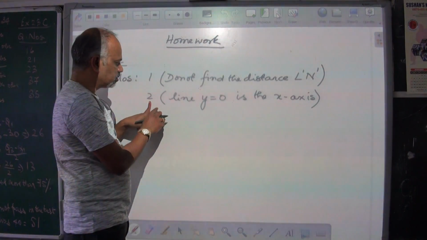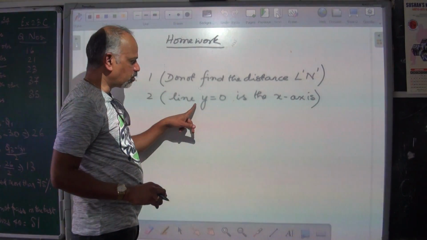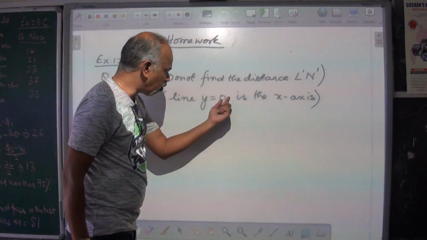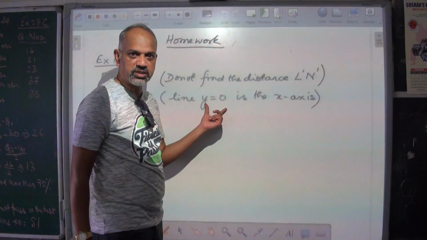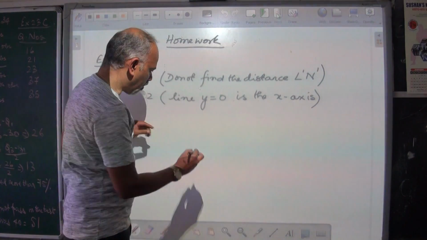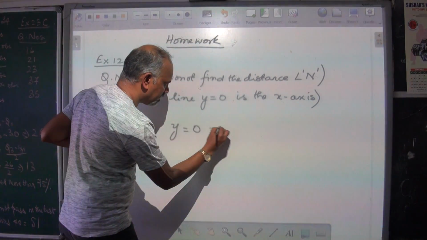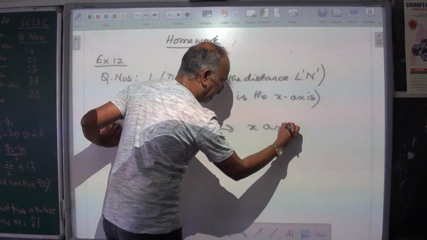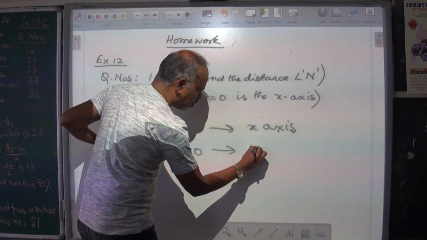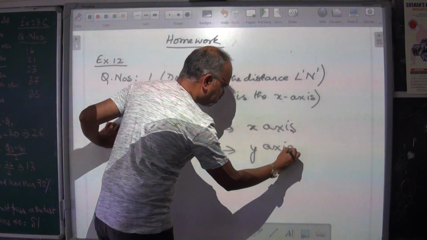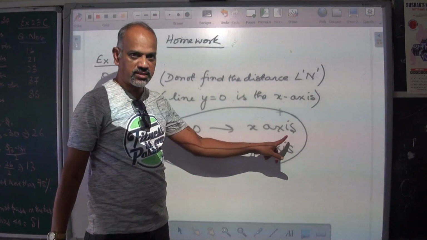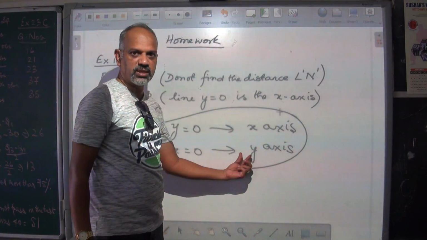And in question number 2, it says line y is equal to 0. It is reflected in the line y is equal to 0. Line y is equal to 0 is the equation of the x-axis. So wherever you come across y is equal to 0, it means the x-axis. And if you come across x is equal to 0, that means the y-axis. These 2 things you have to know. That is, line y is equal to 0 means the x-axis. Line x is equal to 0 means the y-axis.